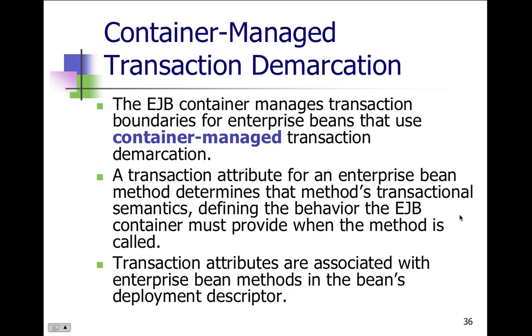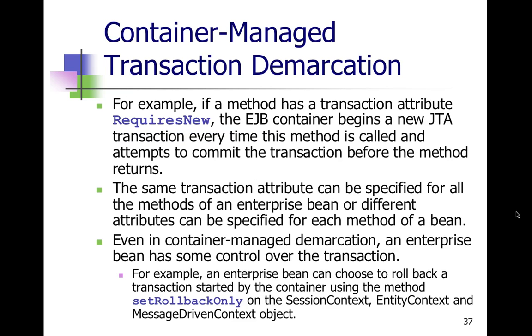So the behavior that's supposed to occur upon method invocation, and transaction attributes are associated with the enterprise bean methods in the bean's deployment descriptor. So it's done per container. Just an example: if a method has the transaction attribute RequiresNew, then the enterprise bean container begins a new JTA transaction object every time this method is called and attempts to commit the transaction before the method returns, because it requires a new one.